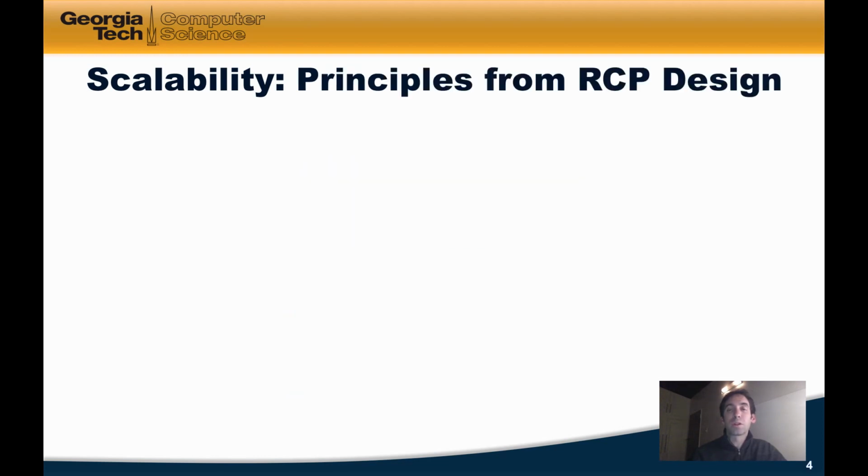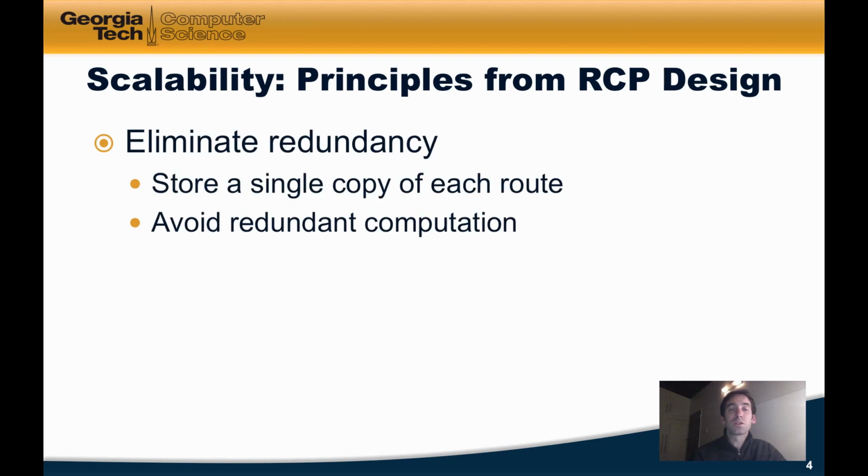So some scalability principles from the RCP design. The first is to eliminate redundancy. Rather than storing a routing table for every single router in the autonomous system, the RCP stores a single copy of each route, and if those routes are duplicated across the routers in the autonomous system, as is commonly the case, that redundancy can be represented by storing pointers into a common data structure.